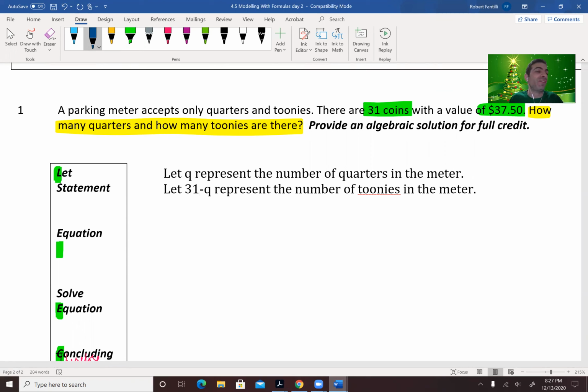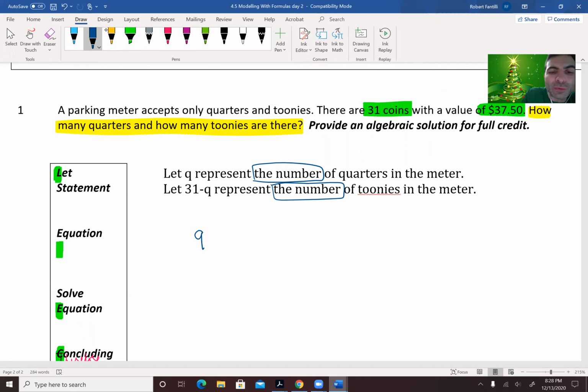Could be 5, 10, 15, 2, 3, 7, 9. Who cares? It's going to be any number. It's a number. 31, the total number of coins, minus however many quarters there are. The leftover number of coins has to be toonies. Now that's just the number, and I asked you to write these statements that represent the number. That's key information.